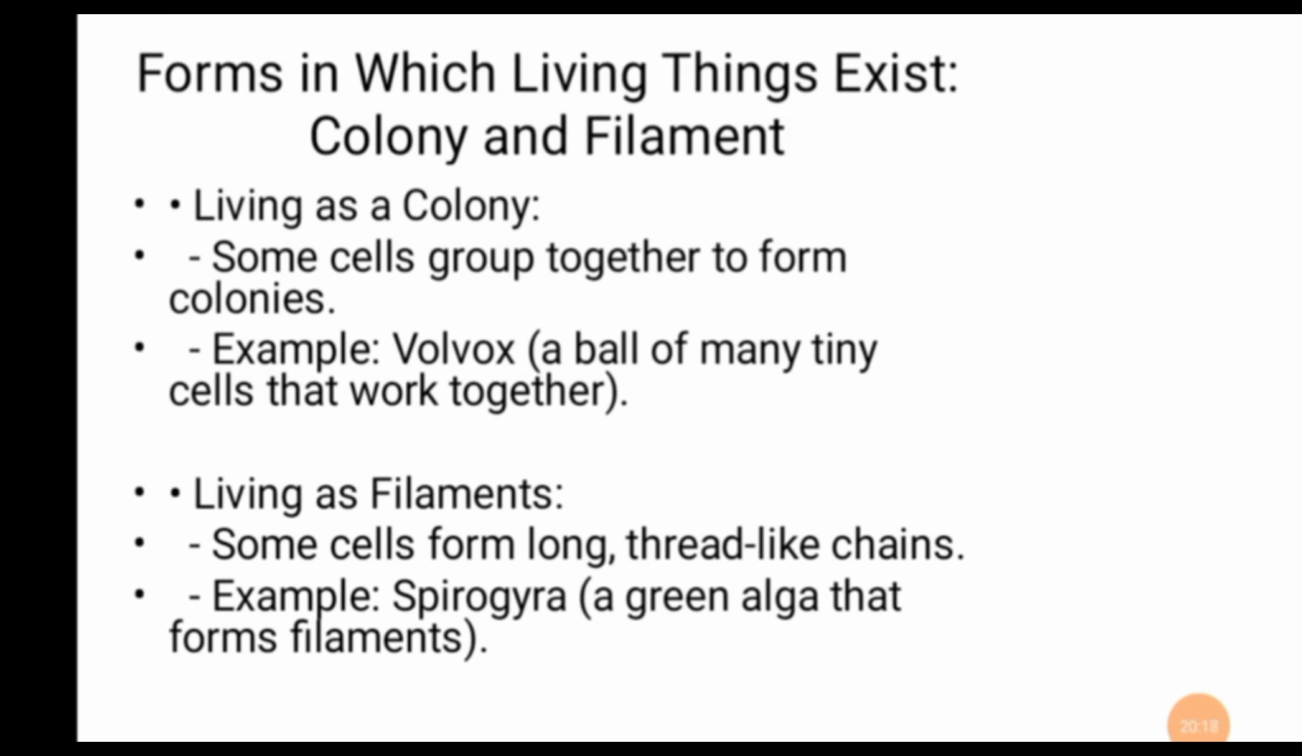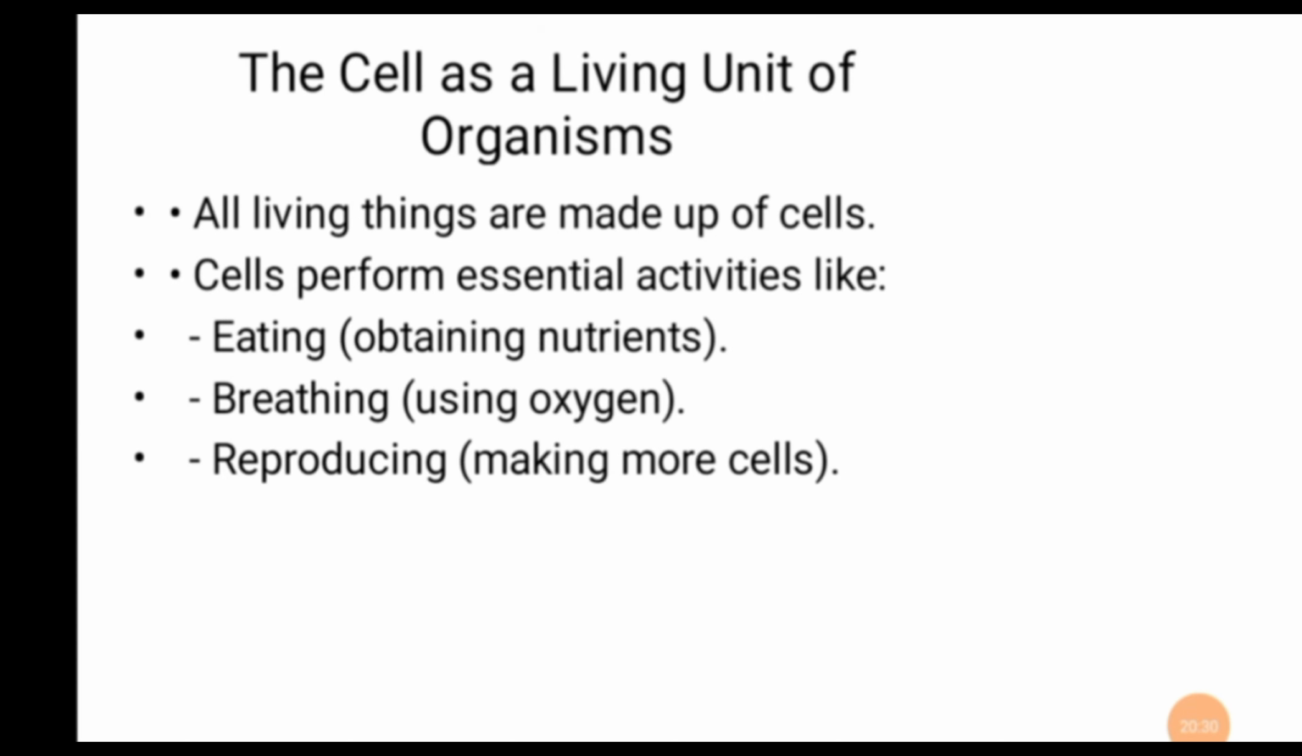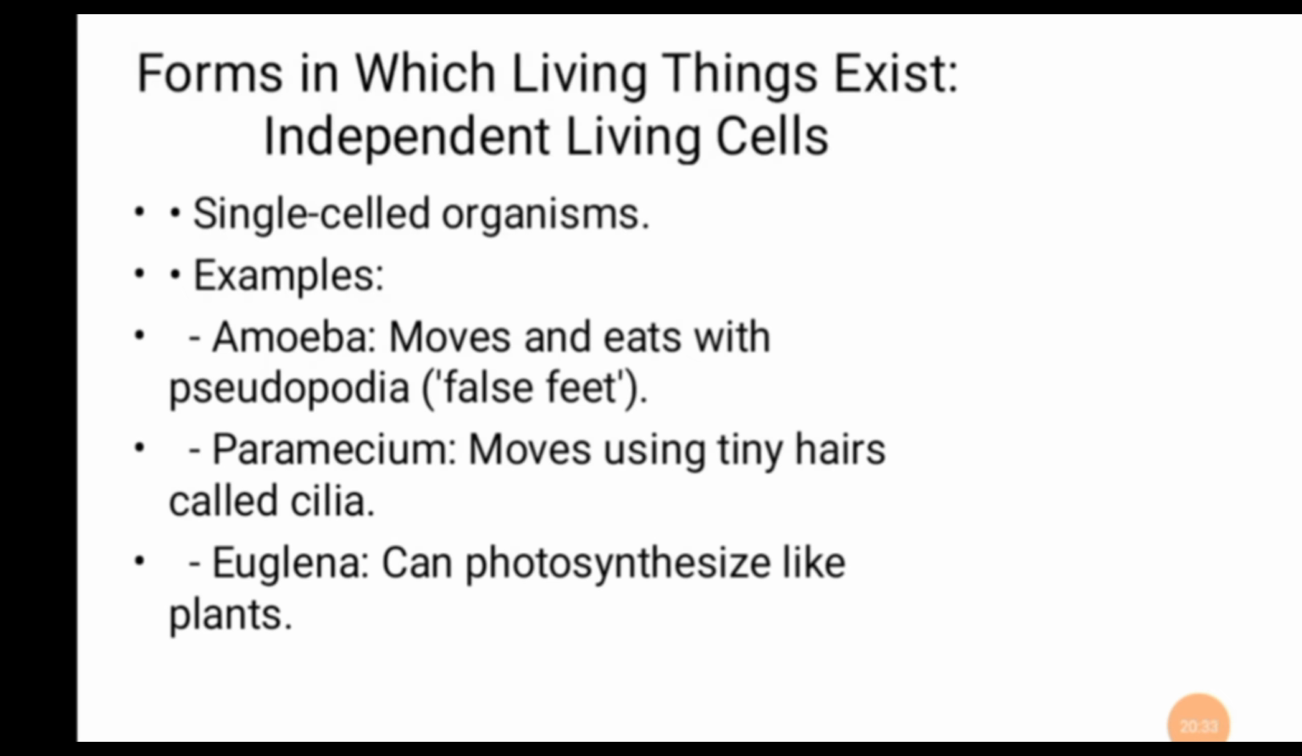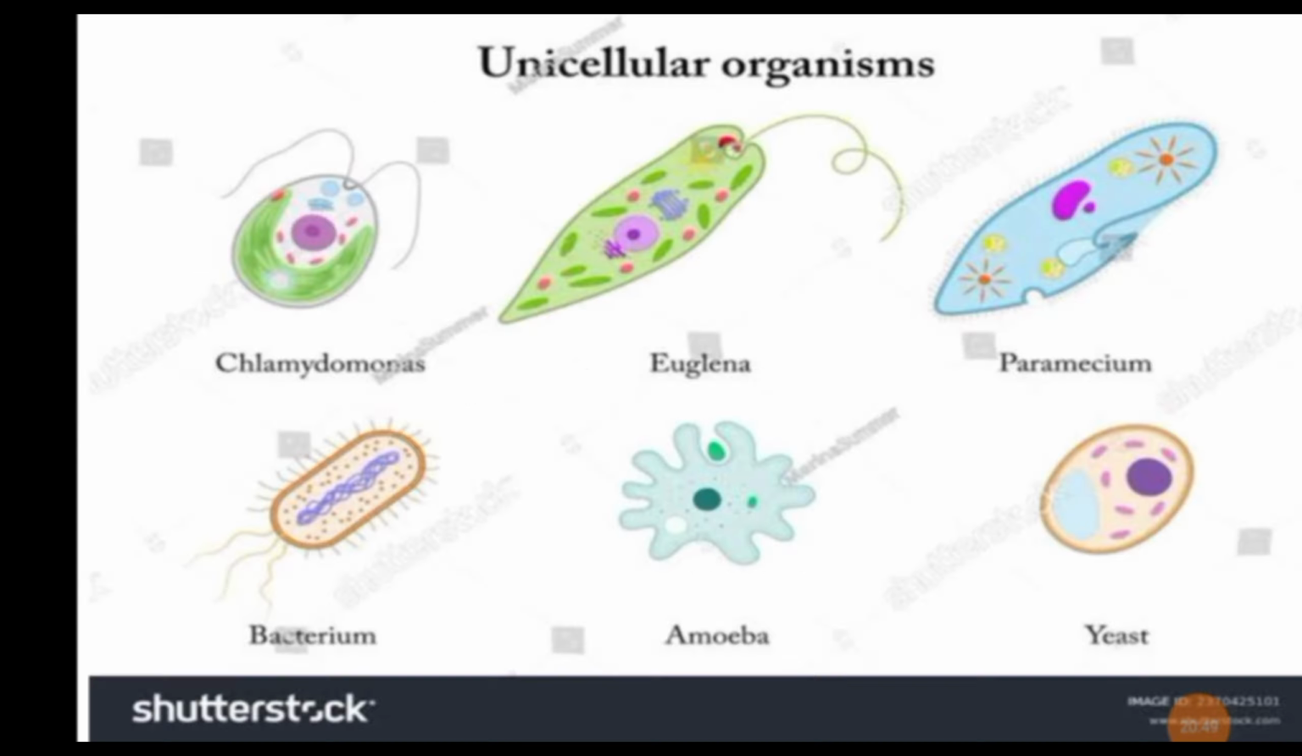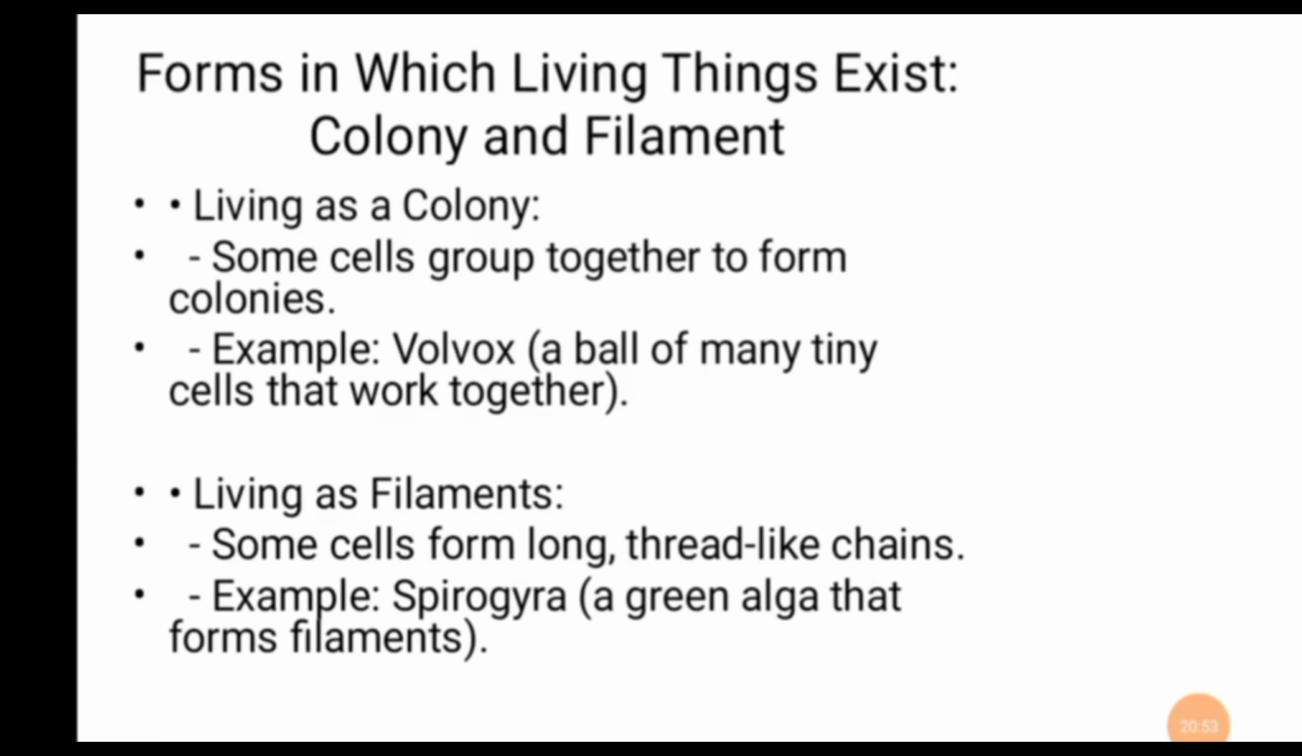Now, living things exist in two forms also. They exist as a colony and they exist as a filament. Remember, this subtopic is different from the other subtopic. These are two different forms. When we talk about the structure of living things, there are two forms, but this other form talks about their existence when they are together, like more than one of them existing together.